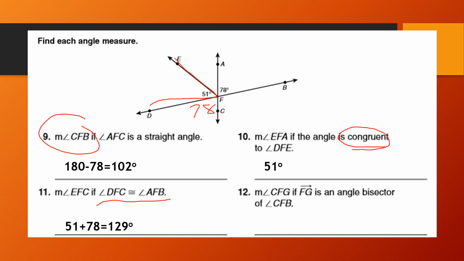And then we have, if FG is the angle bisector of angle CFG, you've got to remember that angle bisector means you're going to cut it in half to make two congruent angles. So you can see 102 divided by 2 gives you 51.